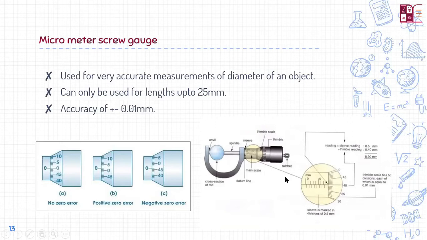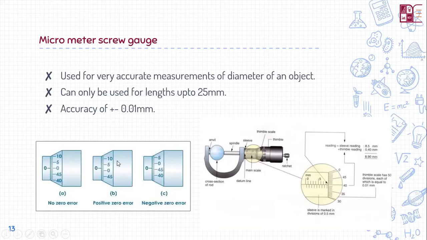So this datum line here matches 40 divisions on the thimble scale. So it translates to 0.40 mm, which we're just going to add to our sleeve reading, which was 8.5. So 8.5 plus 0.40 mm, the final reading would be 8.90.